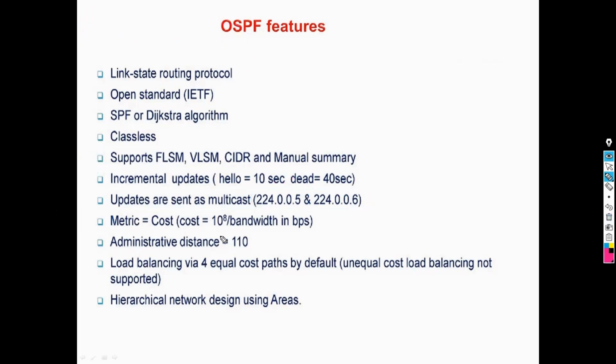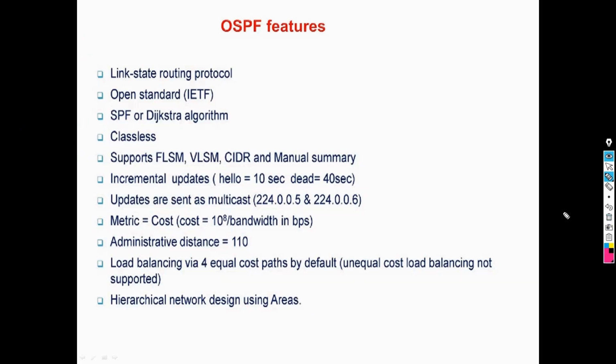OSPF metric calculation. OSPF works with bandwidth. High bandwidth, least cost. Least cost, best route. OSPF administrative distance is 110. If you talk about static routing, the AD value is 1. RIP AD value is 120. EIGRP AD value is 90. OSPF AD value is 110.